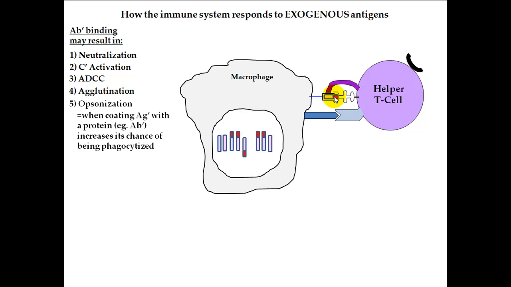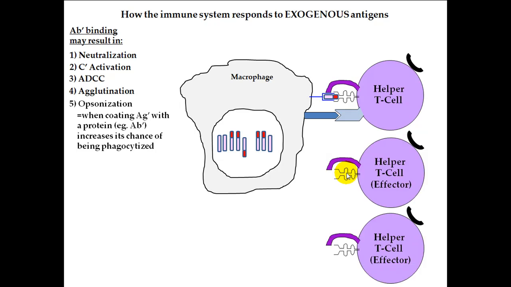After that helper T cell sees both that antigen and that co-stimulatory molecule, it becomes activated. So it ends up making clones of itself. Some of those clones become these things called effector helper T cells, which again just means that these are T cells that are ready to perform their function.